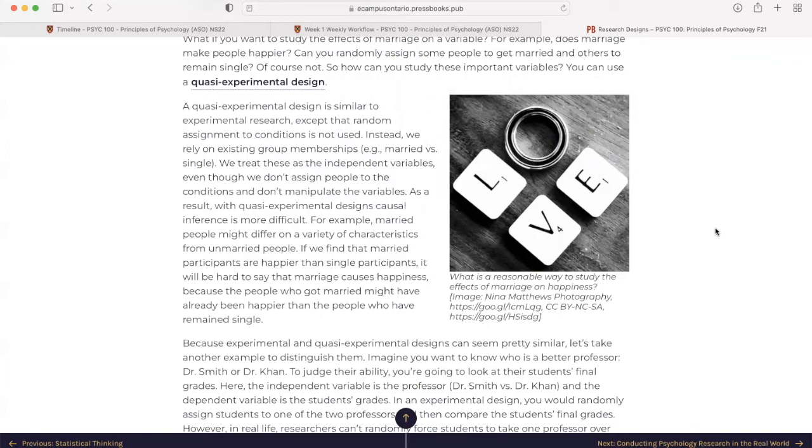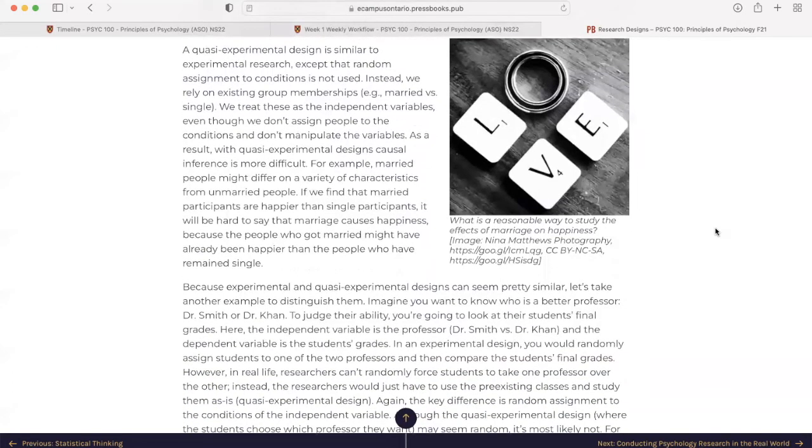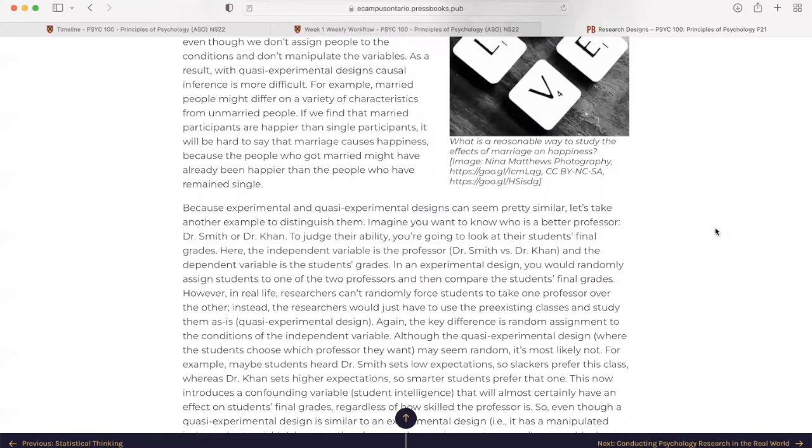For example, married people might differ on a variety of characteristics from unmarried people. If we find that married participants are happier than single participants, it will be hard to say that marriage causes happiness, because the people who got married might have already been happier than the people who have remained single. Because experimental and quasi-experimental design can seem pretty similar, let's take another example to distinguish them.